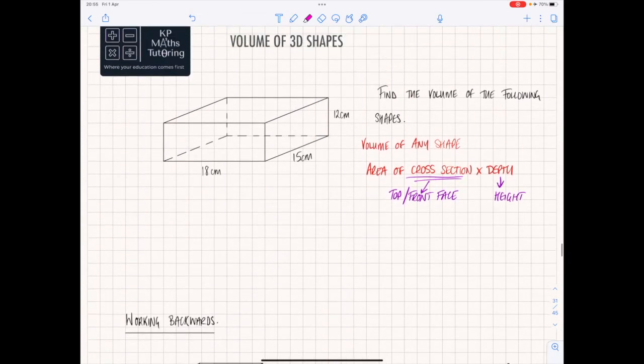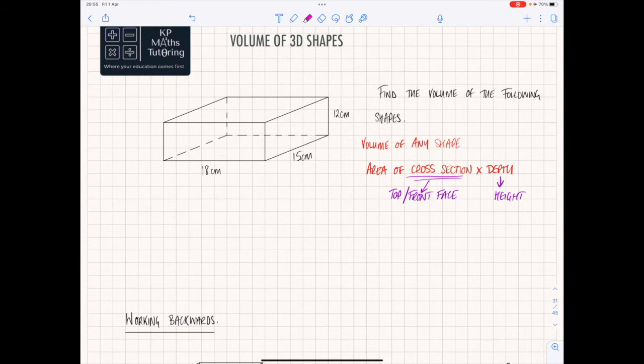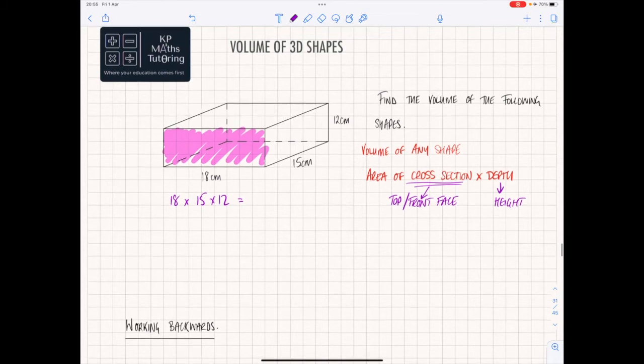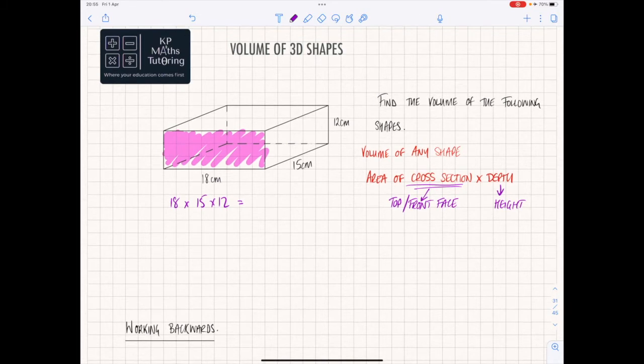So in this case, the area of the cross section, the area of the front face, would be me finding the area of this. Now what a lot of you would do is you would just go 18 times by 15 and times by 12. And to do that in this question, you're absolutely right. You just multiply the three sides together to get the volume of the shape. However, when it comes to different shapes that aren't cubes or cuboids, you need to understand the process and what you're doing. So I'm not going to do that for this. I'm going to follow this process using this information for every single one of these questions.